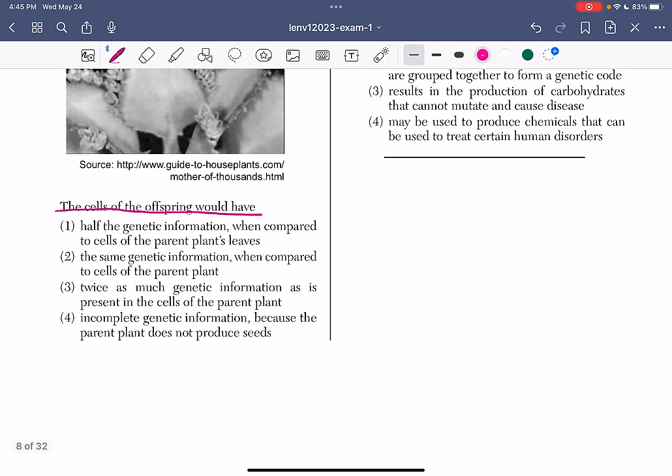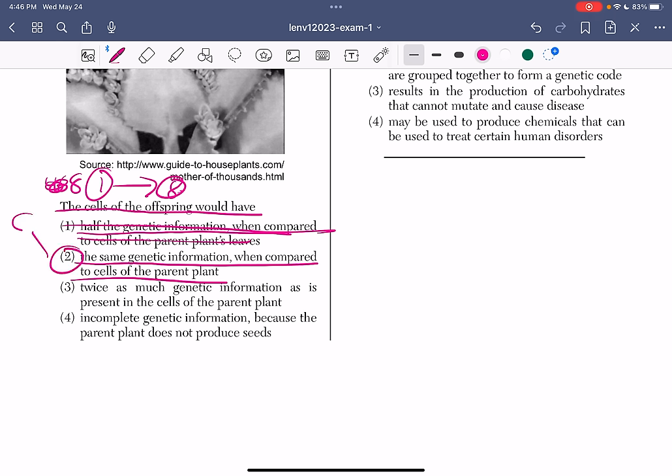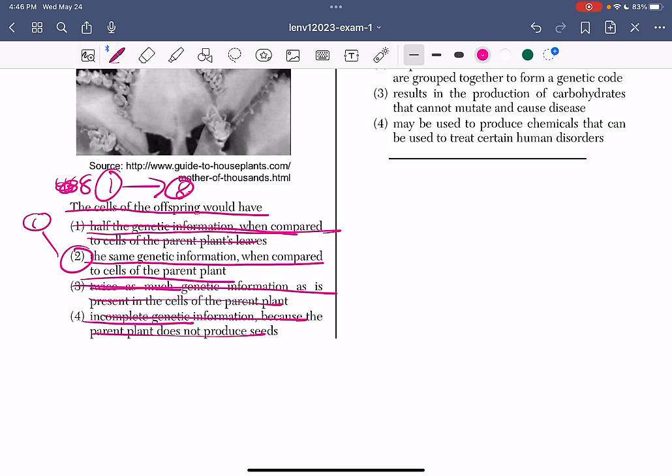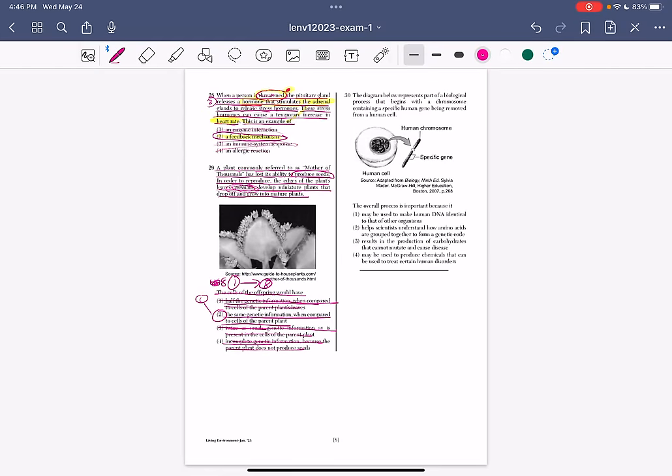Let's see. The cells of the offspring would have, for number 29, half the genetic information. No, you need the whole thing. If it's one parent, and it has, let's say, 8 chromosomes, then it needs to give the 8 chromosomes if it's one parent, okay? It needs to give the full set to make the full organism. The same genetic information when compared to the cells of the parent? Yes, because it's one parent. Twice as much? No, not twice as much. That'd be a mutant. Incomplete? Nope, it won't make the same organism. It'll be mutated. So the best answer for choice 29 is choice 2.